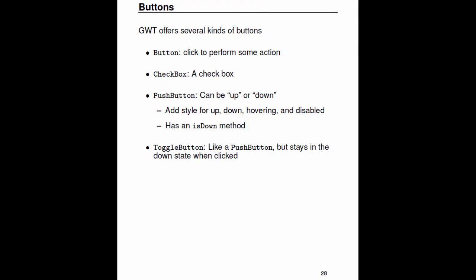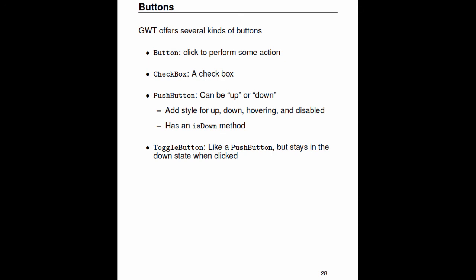Okay, buttons. There are several kinds of buttons in the GWT API. There's a plain old button, which is just clicking it, performing some action. It's got a string in the middle of it. You can have a checkbox. You can also have a push button, which can be either in an up or down state. And you can configure the way the push button looks to appear in different colors or have a different image or whatever, depending on what state it's in. So whether it's up, down, when you hover over it, different things can happen. And you can also determine whether or not a push button is down by calling the isDown method.